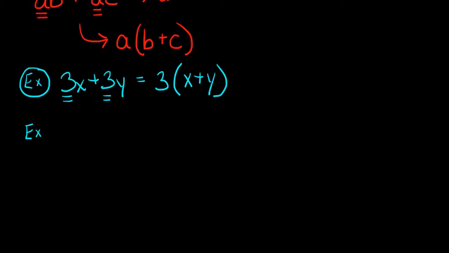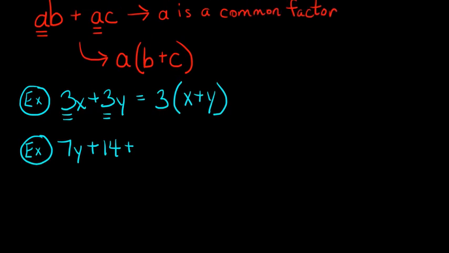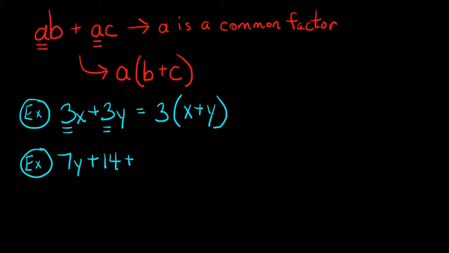Let's take 7y plus 14 plus, whoa, I am so sorry about that. I did not realize I did that. All right, 7y plus 14 plus 21z. Let's add some things in here. Take a look at that. Don't these numbers look familiar? These are multiples of 7. Each of these has a 7 in common.